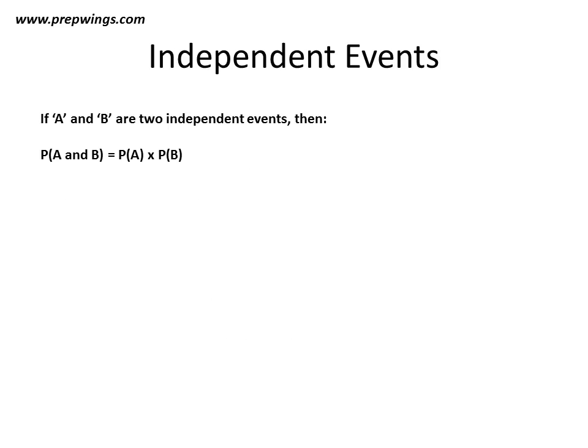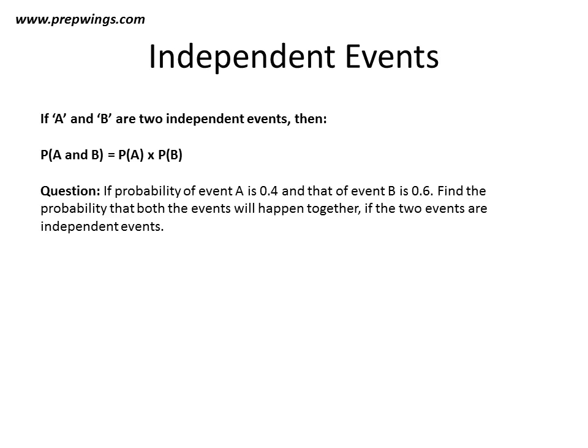So now if A and B are two independent events, then probability of A and B is equal to probability of A multiplied by probability of B. So now we look at a question first. It says if probability of event A is 0.4 and that of event B is 0.6, find the probability that both the events will happen together if the two events are independent events.